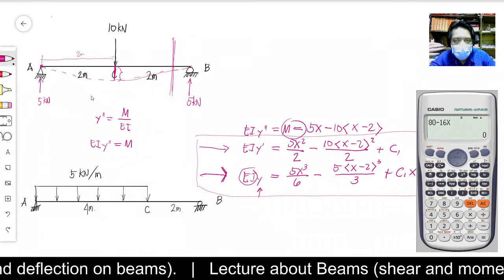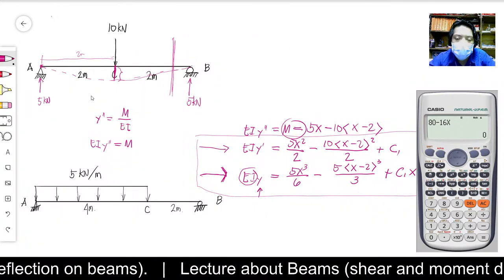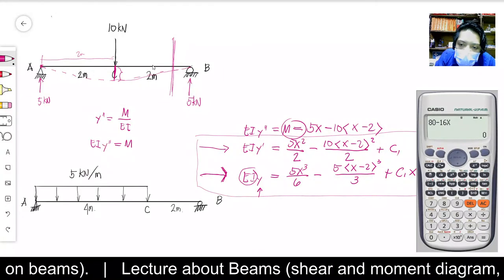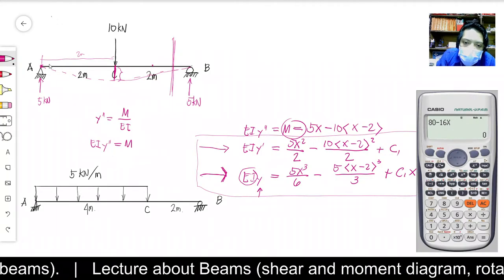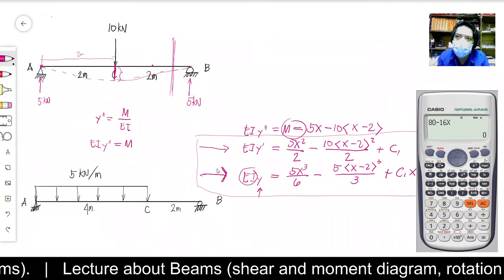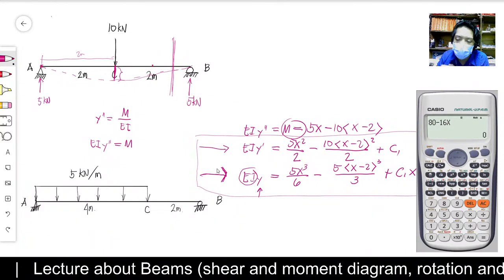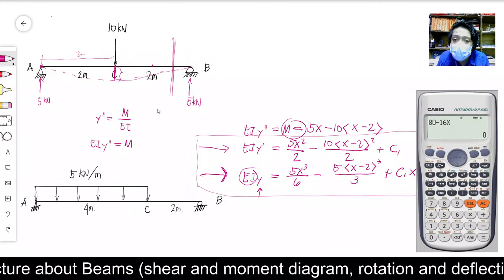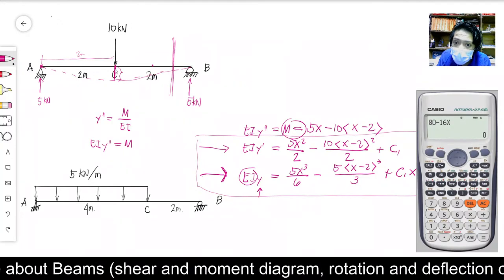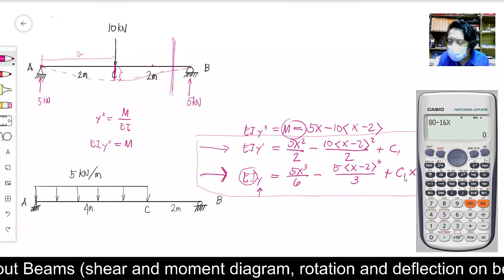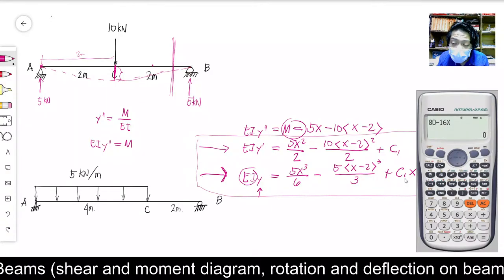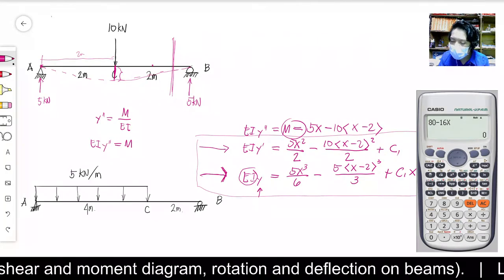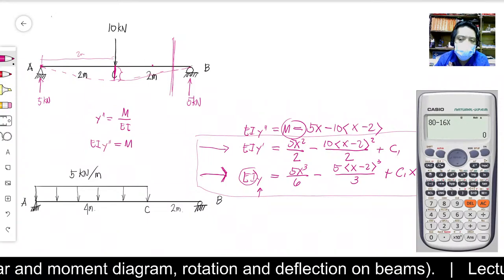2. Usually, the problem says find the deflection at a point 3 meters from the left support. That point is somewhere here, because this point right here is 3 meters from the left support. Usually, the problem gives the point where the deflection is asked. So X is not our problem, because we can easily find it, and that is 2 meters since we want the deflection at the midspan. Our problem is to find the values of C1 and C2. So how do we find C1 and C2? To find them, we apply the boundary conditions.